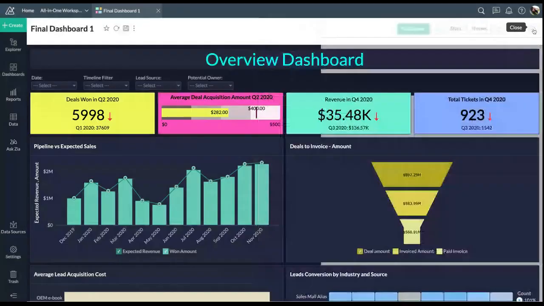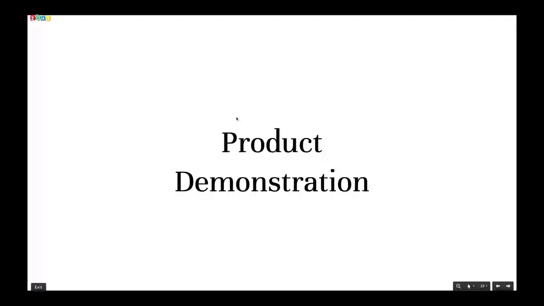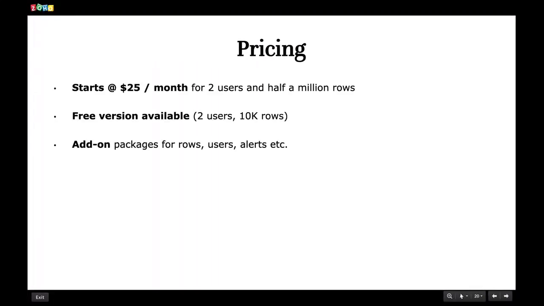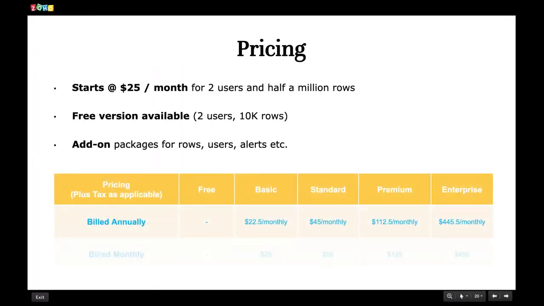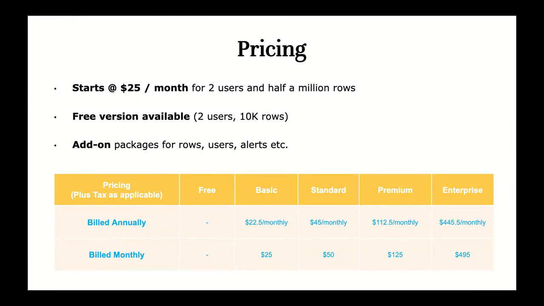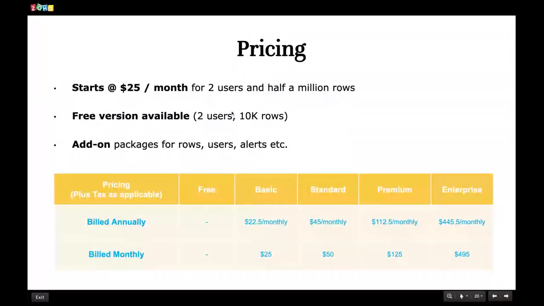I have a couple more points to be covered in the presentation. Let me take you back to the presentation again. So one important thing is about the pricing. Zoho Analytics comprises 4 different pricing models, starting from basic till the enterprise edition. The plans are priced based on the number of users and the volume of records that you have. The basic plan starts at $25 per month, whereas the next plan is a standard, which is for $50 per month, which offers you 5 users and 1 million records, and the premium is for 15 users and 5 million records.